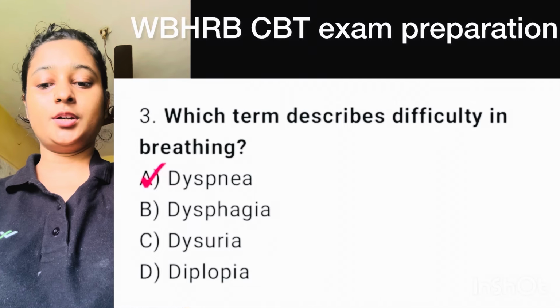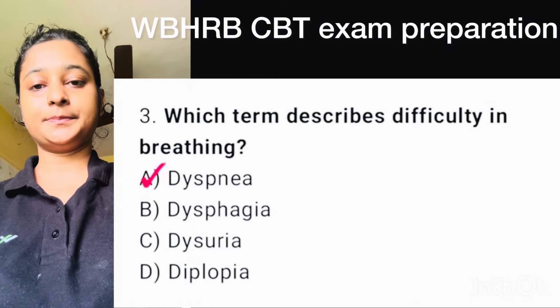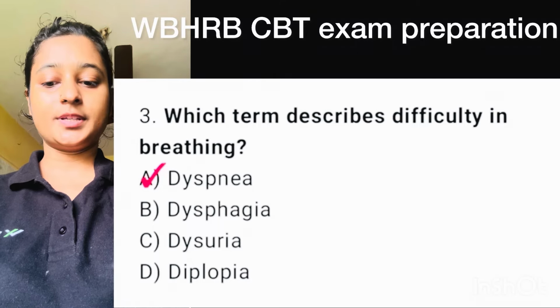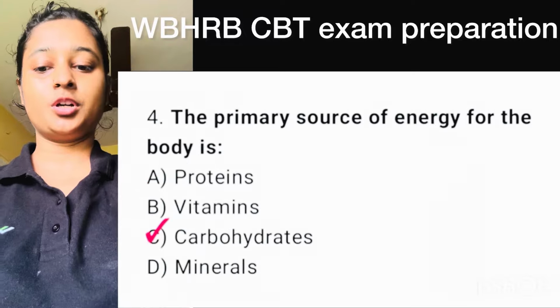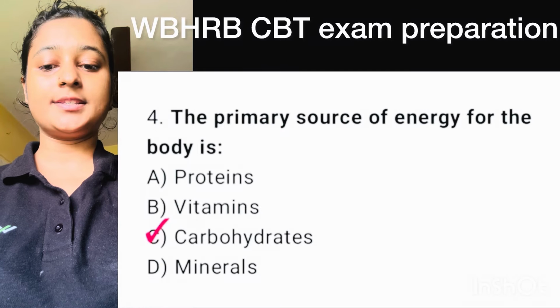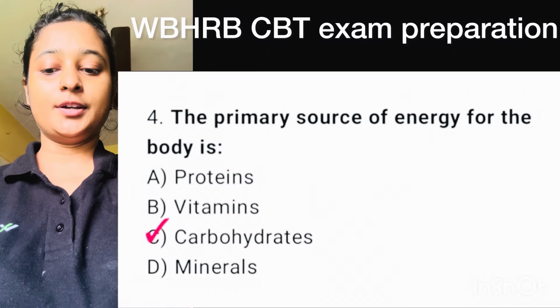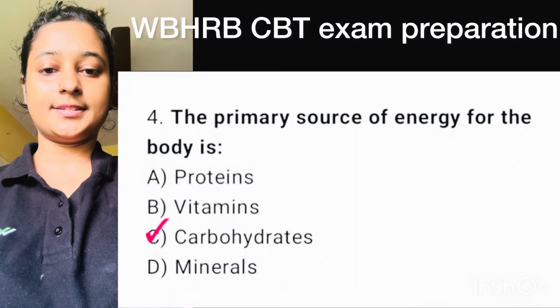Question number 3. Which term describes difficulty in breathing? Here, correct option is option A, dyspnea. Question number 4. The primary source of energy for the body is? Here, correct option is option C, carbohydrates.